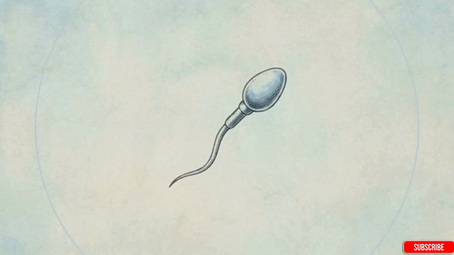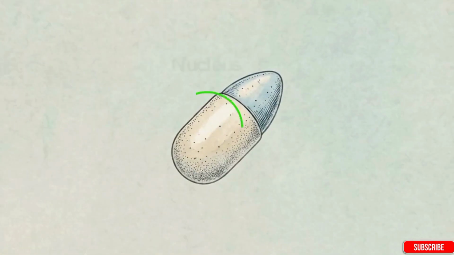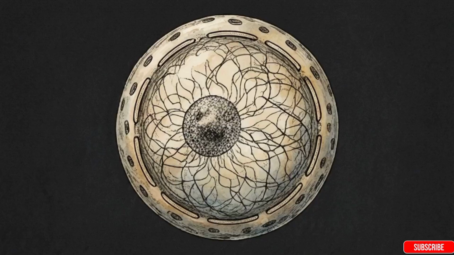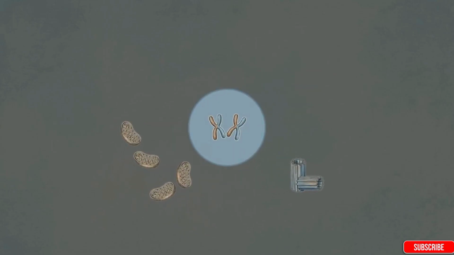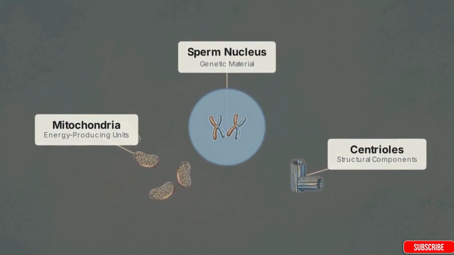Once inside the cytoplasm, the majority of the sperm's physical structure is rapidly broken down. Only 3 specific components of the male gamete survive this process. The first is the sperm nucleus, the second is the centrioles, and the third is the mitochondria. The sperm cell disintegrates in the cytoplasm after depositing these 3 specific components.